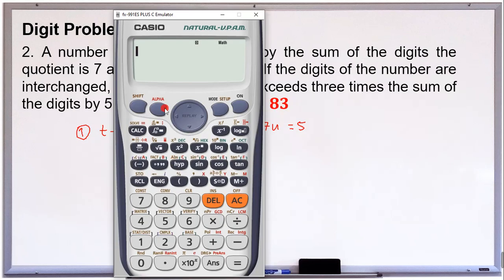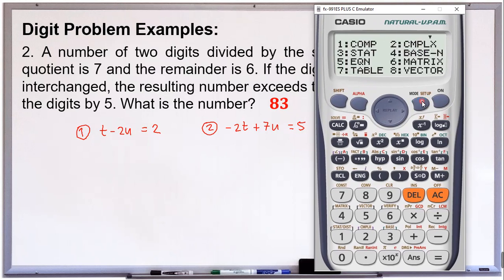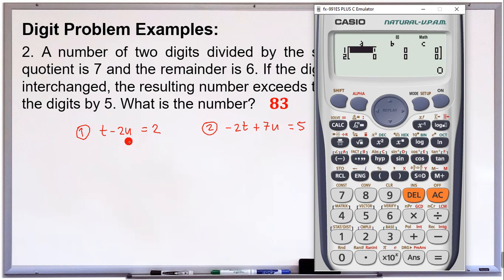So this one, let me show you how it is done. Go to mode, then choose 5, and then choose 1. This is for two equations, two unknowns. Then input the coefficients of the variables. So for t, we have 1, then negative 2, then the constant is 2. So make sure that the constant is on the right side.